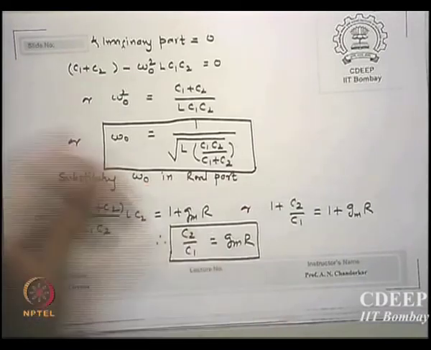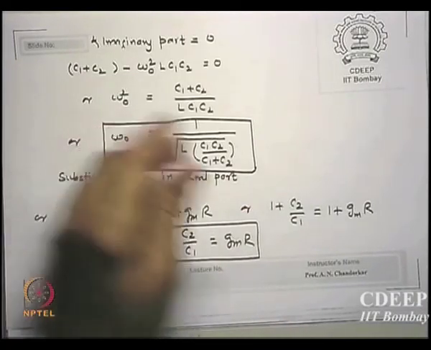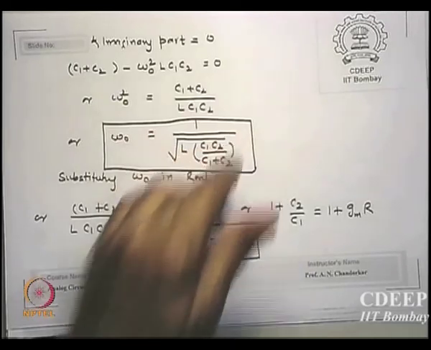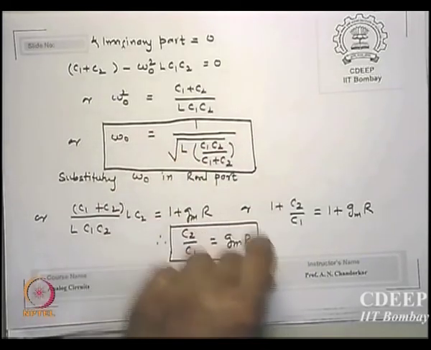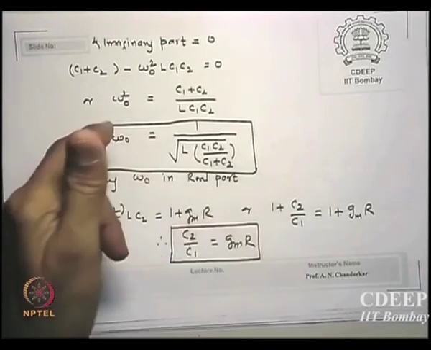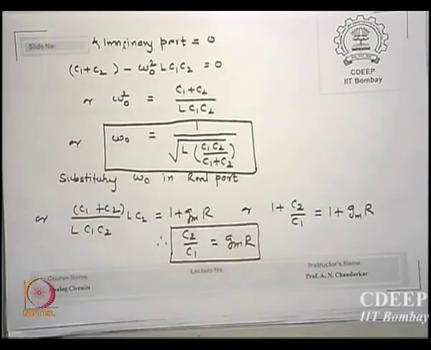Vice versa क्या है? Given an operating frequency, get the ratio of C1 C2 from here, come back, substitute here and say okay, what should be GM to sustain this frequency. Is that clear? This is design.